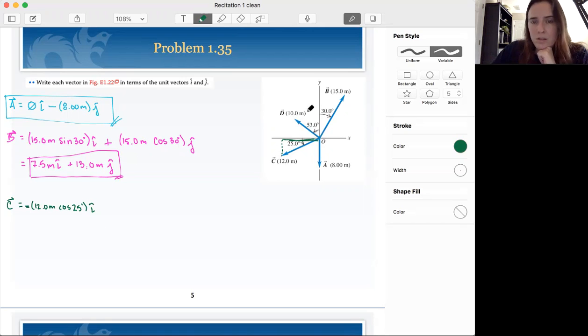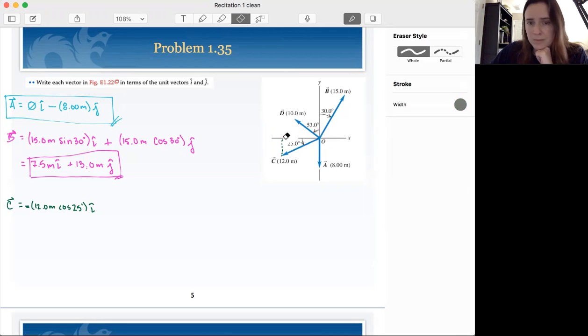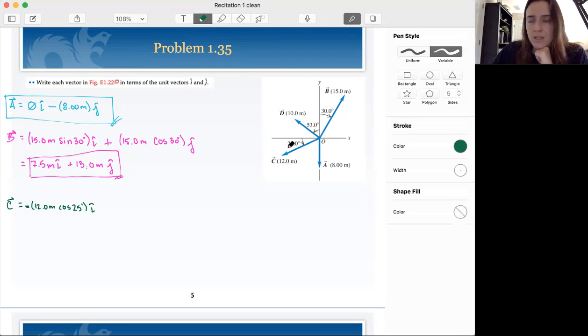You're also welcome to use the cosine of 25 plus 180. You should get the same thing, but it's best to double check because your calculator can't tell the difference between first and third quadrant. So if it's pointing left, it's a negative x component. If it's pointing down, it's a negative y component, which this one is also conveniently pointing down. So it's going to be a negative 12 meters sine of 25 j hat.